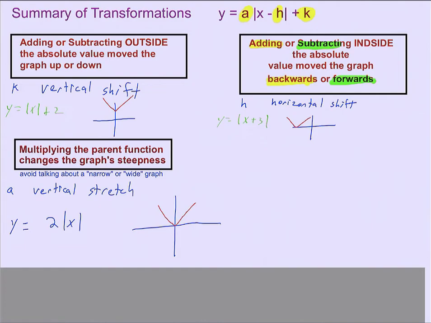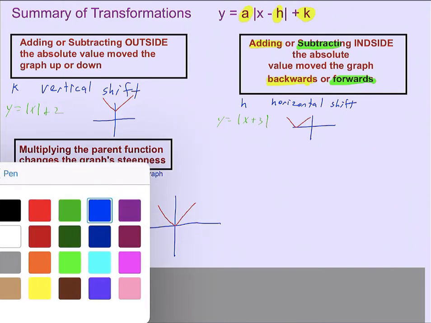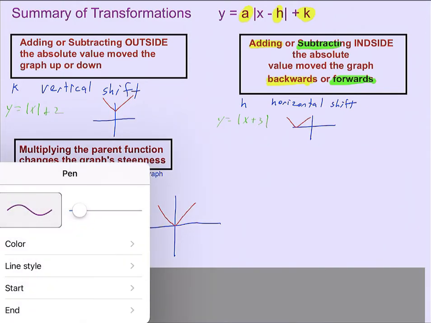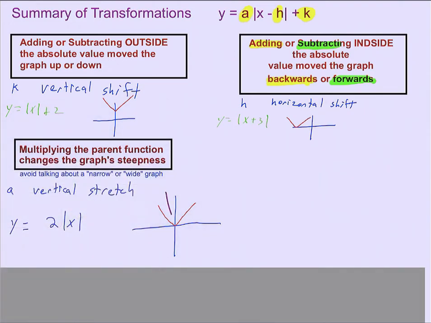So I will do that in a different color. It would look like this. It would just be steeper. Because now the slope would be 2 and negative 2. Positive 2, slope of negative 2, as opposed to what it was before, which was a slope of 1 and negative 1. That's called the vertical stretch, and it is the a.